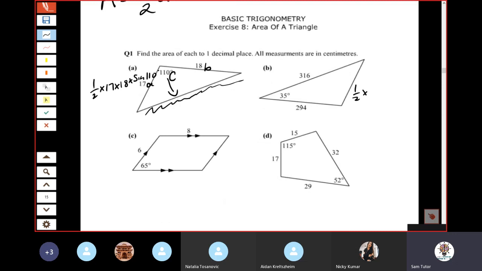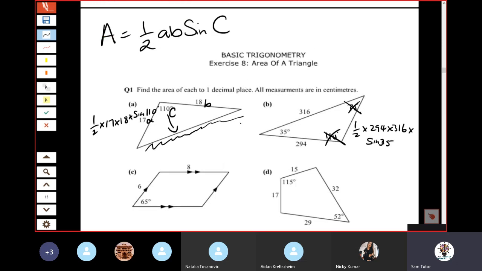Half times 294 times 316 times sine 35. So just out of curiosity, they gave you this as like 110, 145, and then this becomes 35. So if you've used 316 as your side, you can't use that angle. If you've used 294, you can't use that angle as your angle, and if you haven't used that side, you can use that angle. So that's how these A, B's, and C's work.